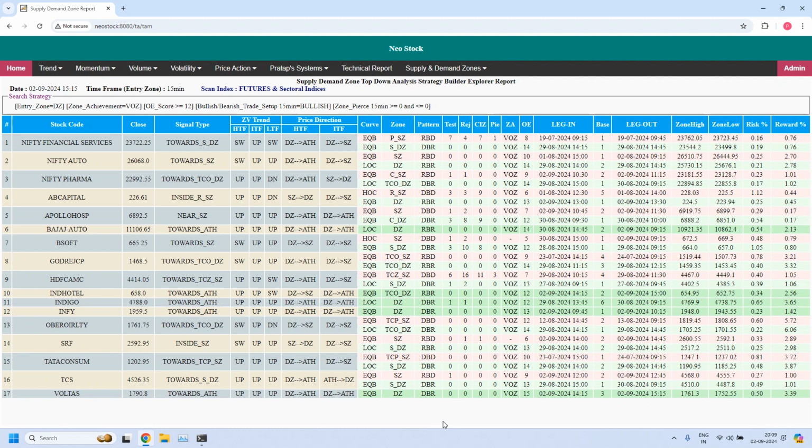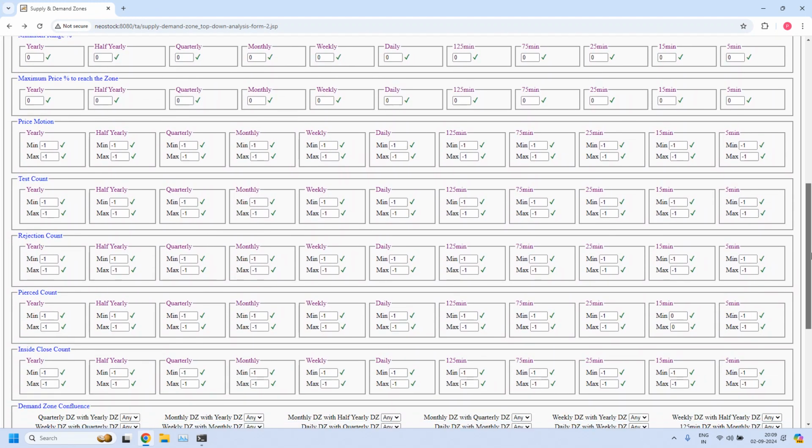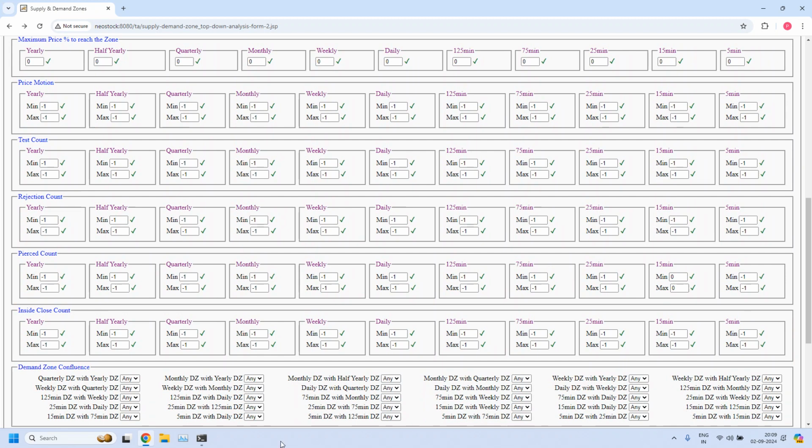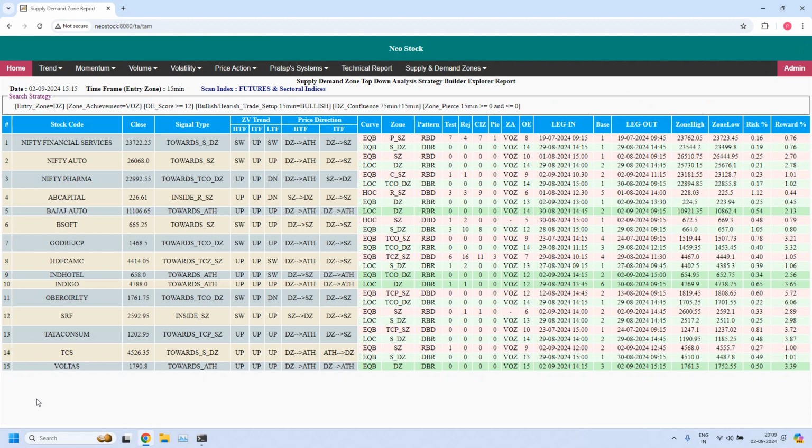Now let's verify out of these 17, how many have zone confluence with the ITF time frame. That means 15 minutes and 75 minutes zone confluence. So let's add demand zone confluence. I enabled the 15 minutes demand zone with the 75 minutes demand zone. That is LTF, ITF confluence. So from 17, 15 stocks are filtered. So currently these 15 stocks are supporting the bullish trade setup for daily income trade. That is entry time frame 15 minutes.